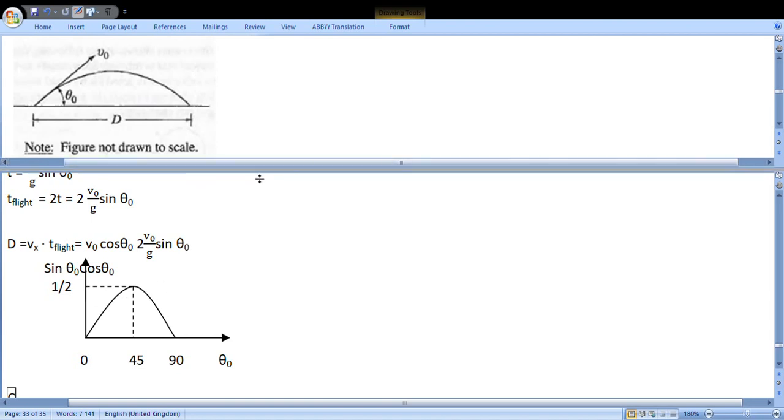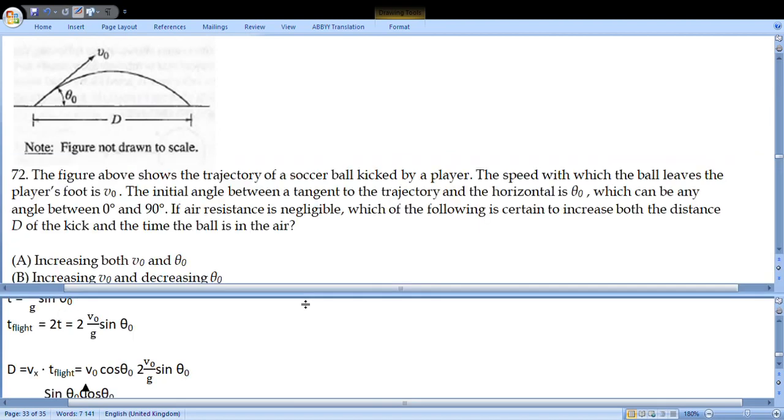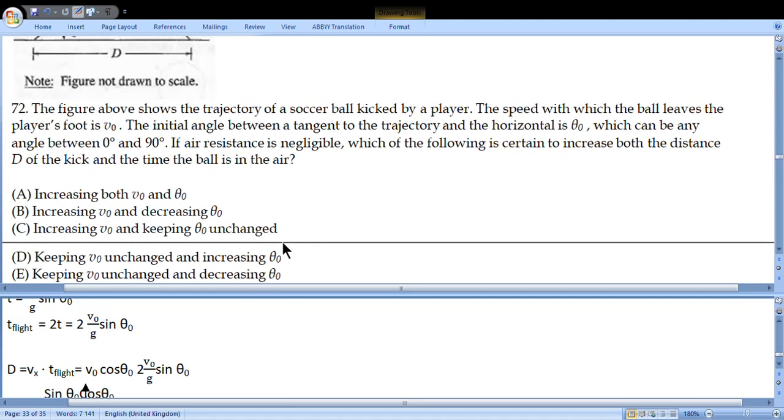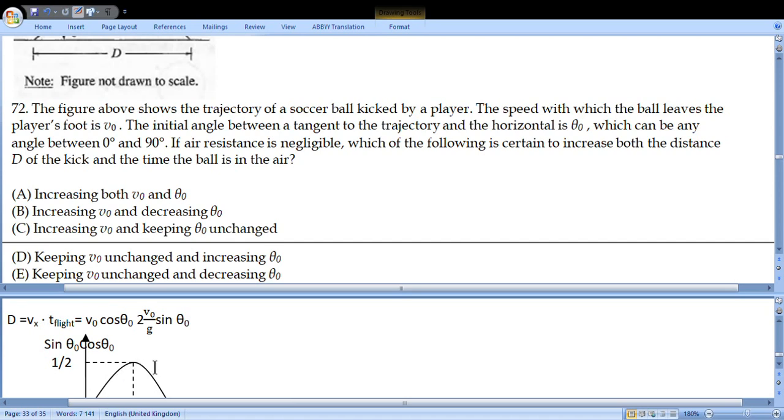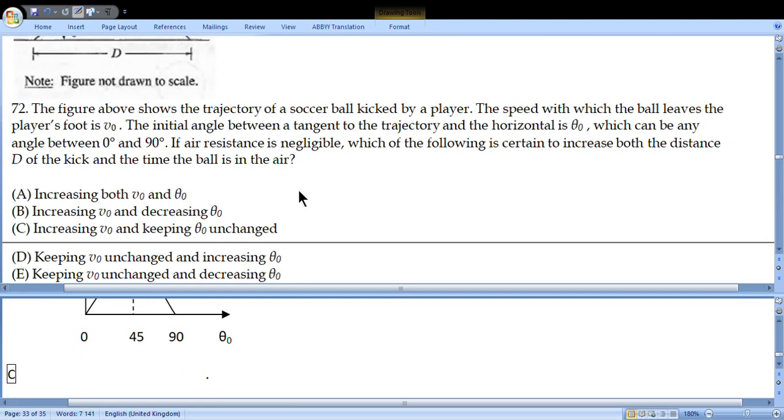So let us see. Increasing both v0 and theta 0 doesn't work, because increasing theta 0 can increase or decrease the distance traveled. Increasing v0 and keeping theta 0 unchanged, I think this is the best, so answer C is the best.